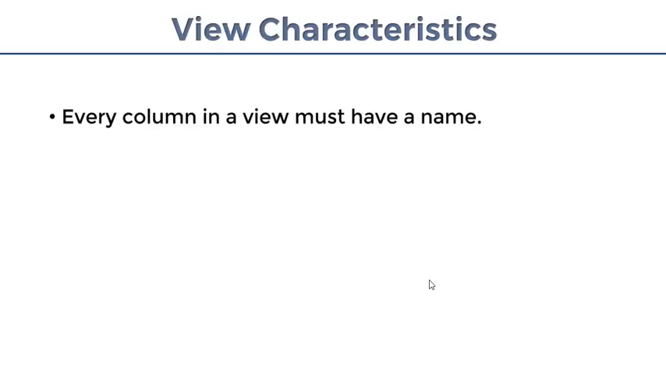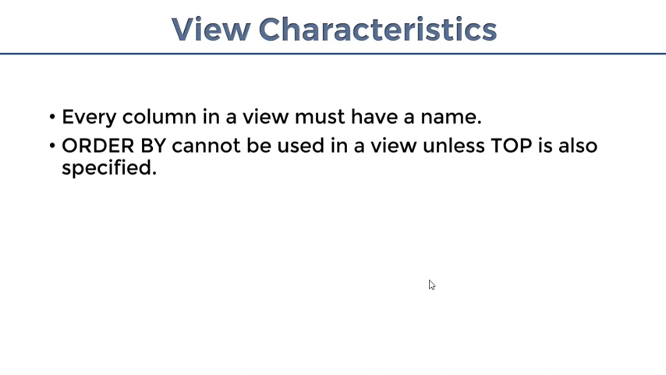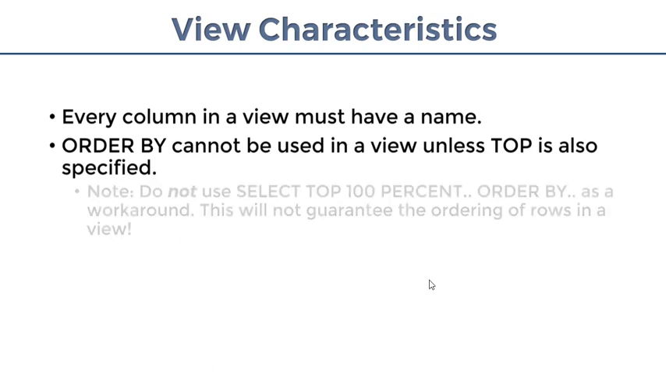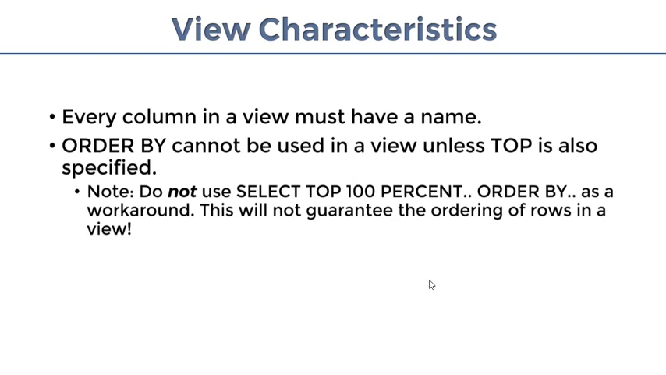Let's now take a look at some characteristics of views. Every column in a view must have a name, and that name must meet the same naming requirements as in a base table. ORDER BY cannot be used in a view, and cannot be used with TOP. Please do not use SELECT TOP 100 PERCENT with ORDER BY as a workaround. This will allow you to create the view, but it will not order the rows as you expect, so it is not an effective workaround. Interestingly, in some other databases such as Oracle, you can include an ORDER BY clause in a view and that works fine. However, at least at the time of recording this video, you cannot use the ORDER BY clause by itself in a view.